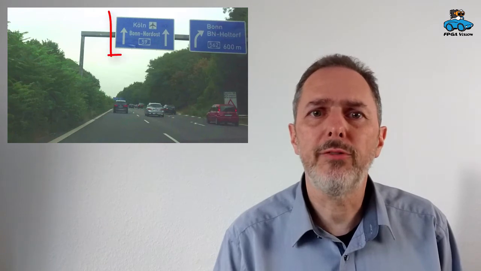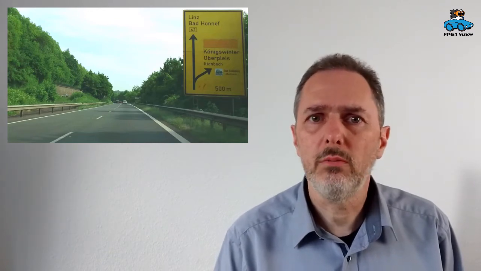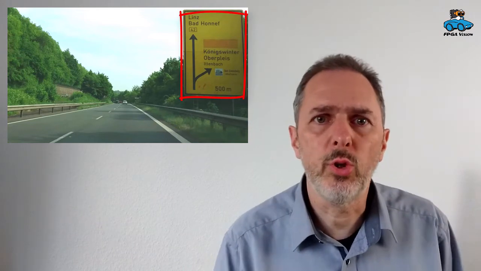So you have road signs telling you where to drive on a road. In Germany, they have different colors. You have the primary roads, the motorways, the Autobahn, and they have road signs in blue. And you have secondary roads, the federal roads, Bundesstraße, and they have road signs in yellow. This is a good example.